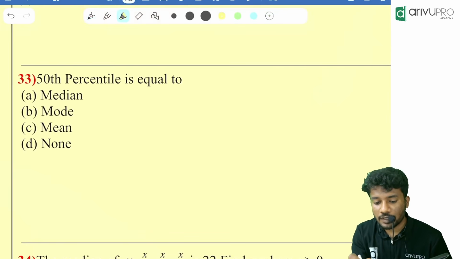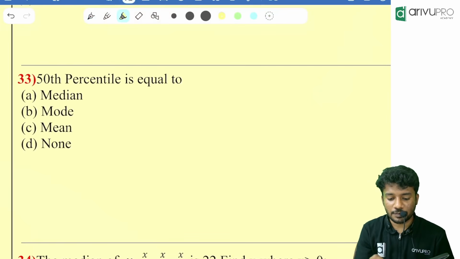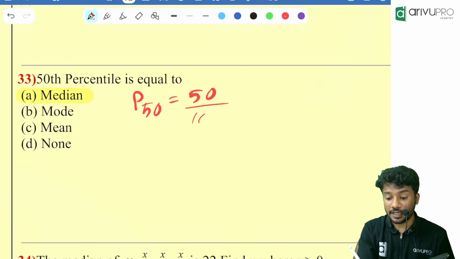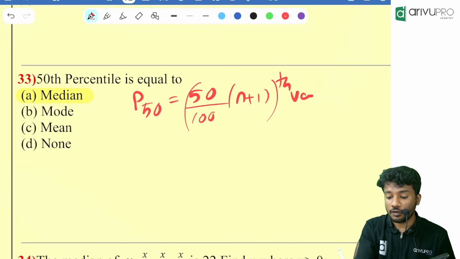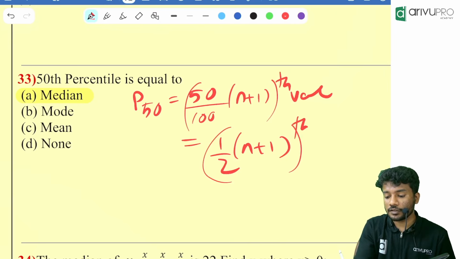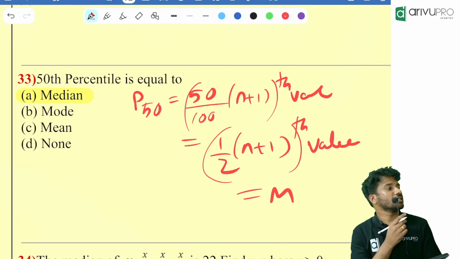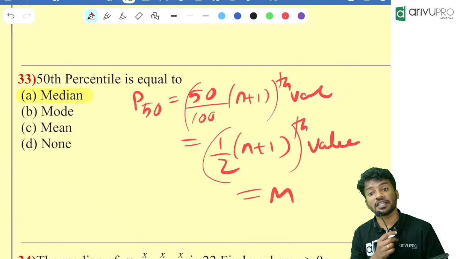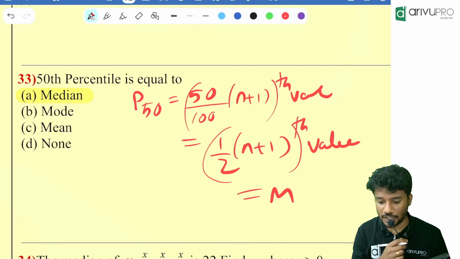What is it? Median. How do you know the 50th percentile is equal to the median? P50 is equal to 50 divided by 100 into n plus 1 th value. Now 50 and 100 will become 1 by 2 into n plus 1 th value, which is nothing but the median. Understood, people? Very direct. Likewise, they have asked for D5 and quartile 2, everything was asked in the previous year.